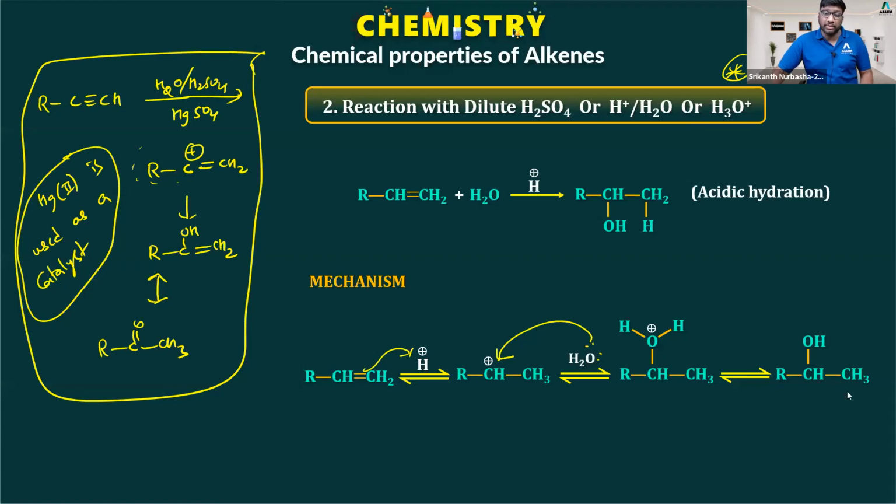Oxymercuration, demercuration: are rearrangements possible? No, not possible. In oxymercuration, demercuration, the OH group comes from H2O, whereas the hydrogen comes from NaBH4. If you take NaBD4, deuterium is added. If you take D2O, OD is added.